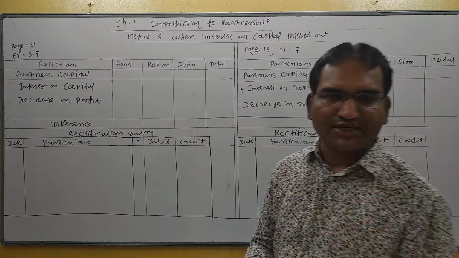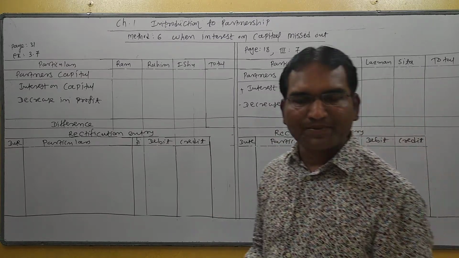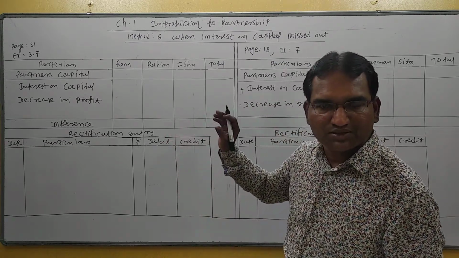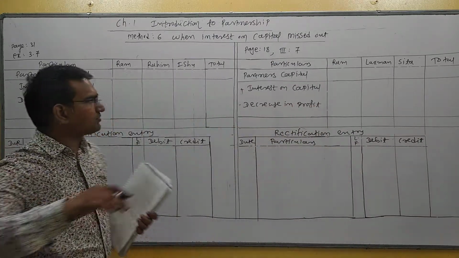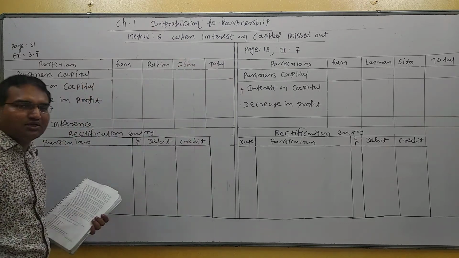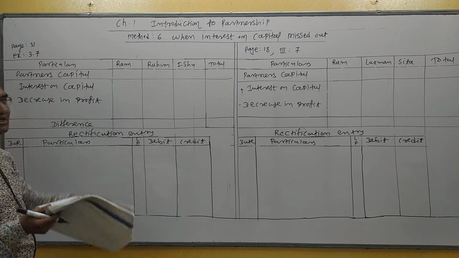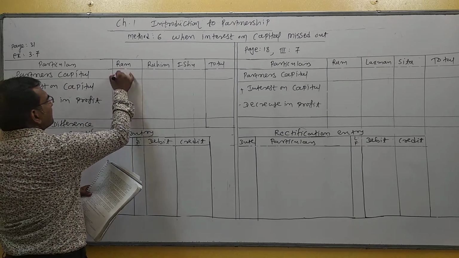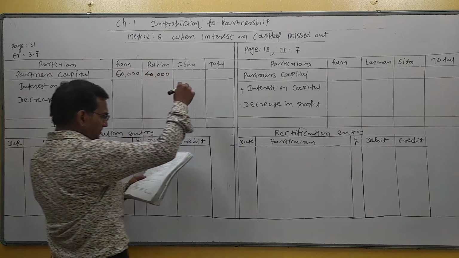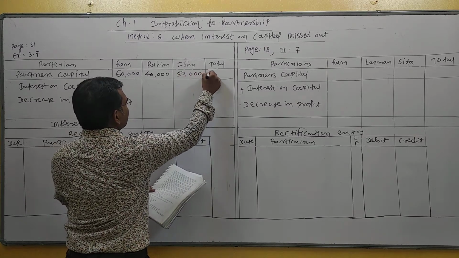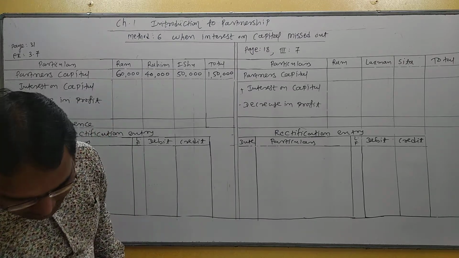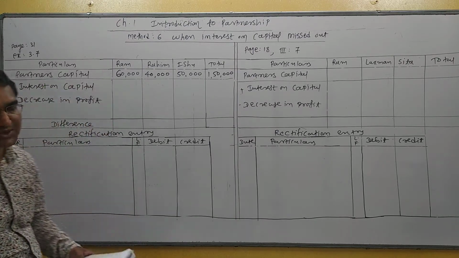So this error is rectified by passing a rectification entry, and before the rectification entry we are required to make some calculation with the help of a table. So student, here you are required to prepare a table. First column, particular, Ram, Rahim, Issue and total. We write the capital of each partner. Ram capital 60,000, Rahim capital 40,000, Issue capital 50,000, total capital 1,50,000, right? And you are given that the rate of interest on capital is 6%. 6% interest on capital was missed out.